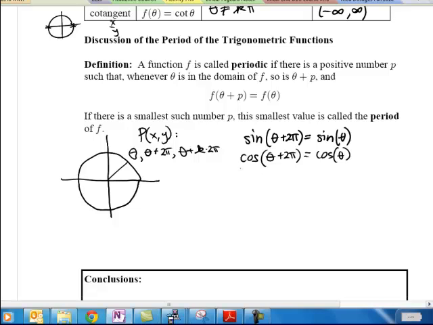But for tangent, we know the tangent values in quadrant 1 are positive, quadrant 2 they're negative, quadrant 3 they're positive again, and quadrant 4 they're negative. So the tangent values actually repeat faster. They repeat on a length of pi. Same for the cotangent values.